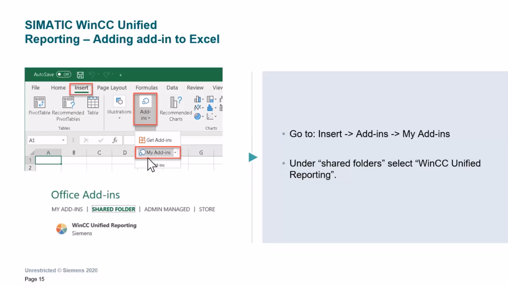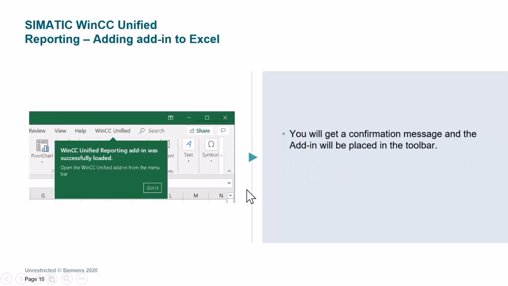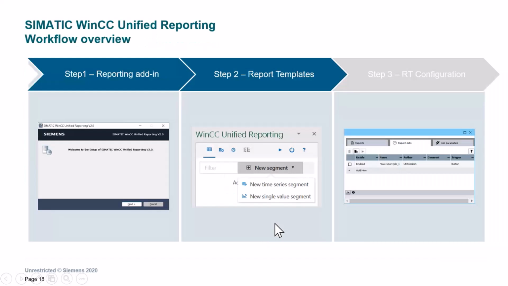Go to the Insert menu and click on My Add-ins. This will open a dialog box with a list of available add-ins. In the Office Add-ins dialog box, you should see the Siemens add-in displayed under Shared Folders. This means that the add-in is available for use. Finally, select the Siemens add-in and click Add. This will add the Siemens add-in to your Excel application. There you have it. You've successfully added the Siemens add-in to Microsoft Excel. Moving right along to Step 2, and that is how to use the report template inside Excel.